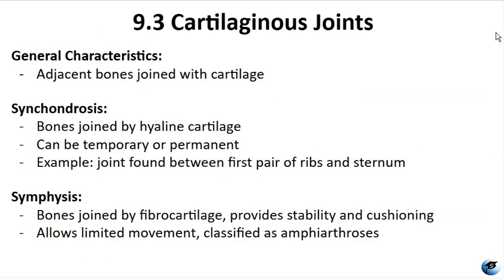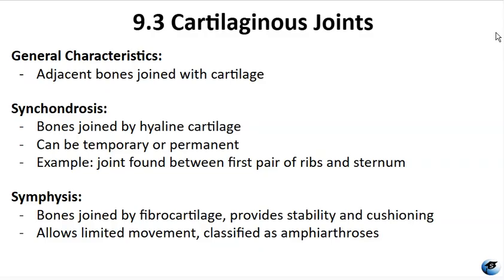At cartilaginous joints, adjacent bones are connected by cartilage, a flexible connective tissue. These joints lack a joint cavity and involve bones joined together by either hyaline cartilage or fibrocartilage. Cartilaginous joints can be subcategorized into synchondrosis or symphysis. A synchondrosis joint is a rigid, highly cartilaginous bridge that unites the bones of this type of joint. It can be temporary or it can be permanent. An example of this cartilaginous joint is found between the ends of the first pair of ribs and the manubrium of the sternum.